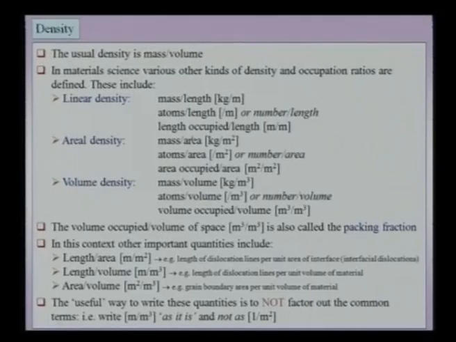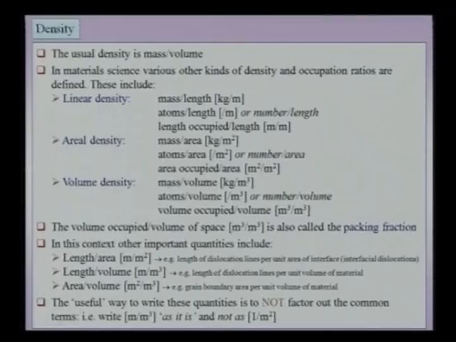So again, I have areal density defined as mass per unit area, which would be kg per meter square, or it can be atoms per unit area, which is basically a number areal density, which will have units of per meter square, or it could be an area occupied per unit area, which would mean it is meter square per meter square. Okay. And when I am talking of number per unit area, in typical calculations, I would exclude those atoms whose center of mass does not lie on the plane. But then you can extend the definition and include those also, depending on the kind of need you have.